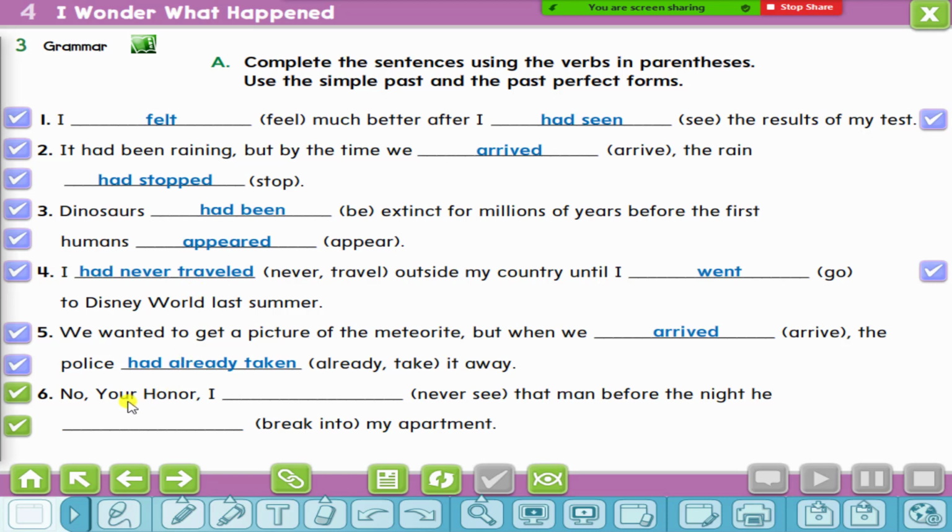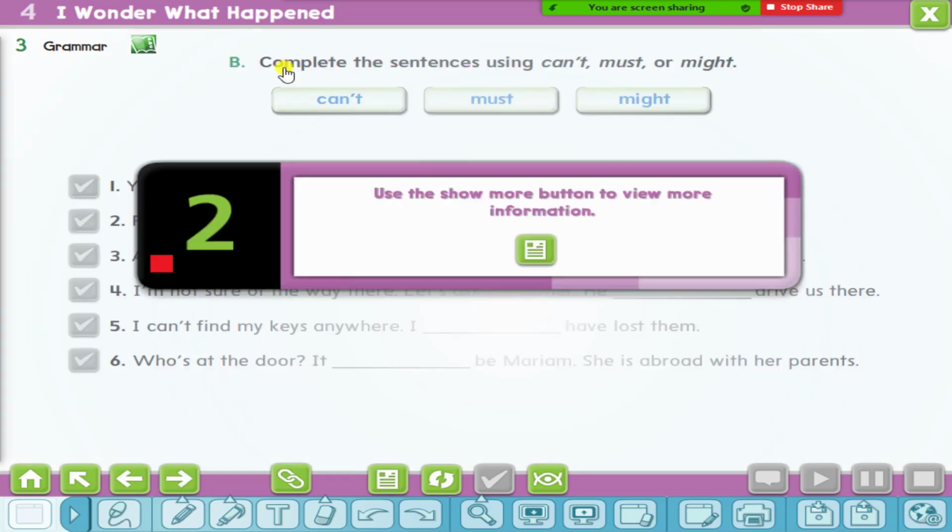Okay, Abdurrahman. No, your honor, never. I'll see that man before the night he broke. Broke, yes. Break becomes broke, and never see becomes had never seen. Yes, the past participle of see is seen. Thank you, Abdurrahman.